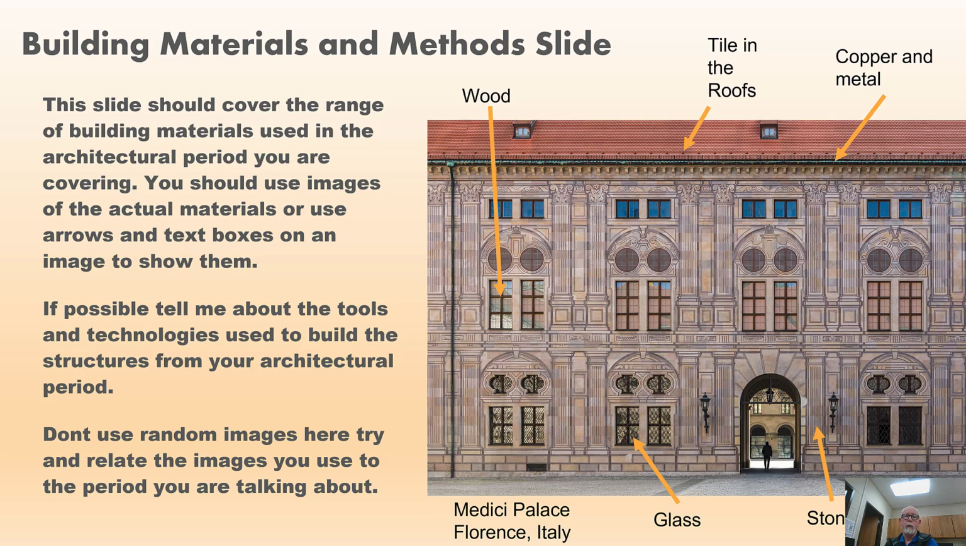The building material and methods slide. This slide should cover the building materials that were used during the architectural period you are covering. You should use images of actual materials, not random images of stuff. You can do this by using an image with text boxes and arrows to describe the various building materials. Or you can find diagrams or building material lists with images of the appropriate building materials.